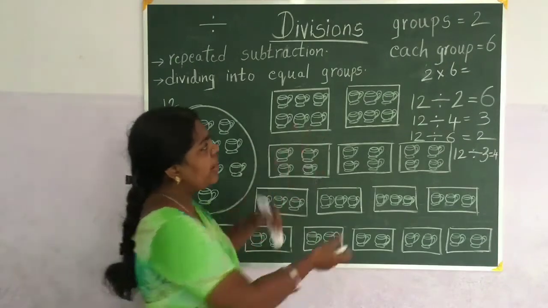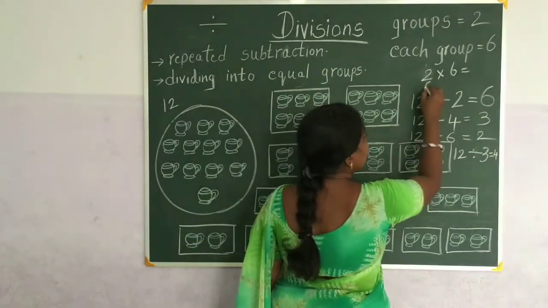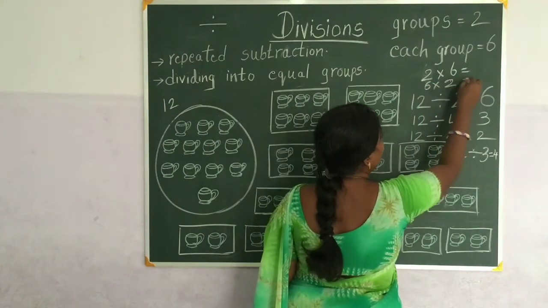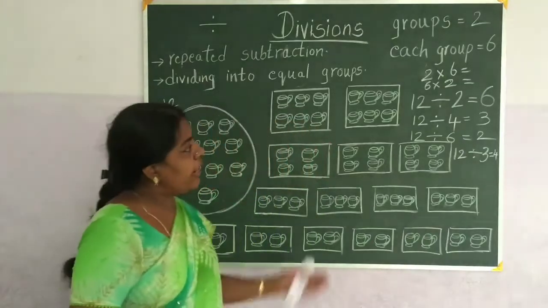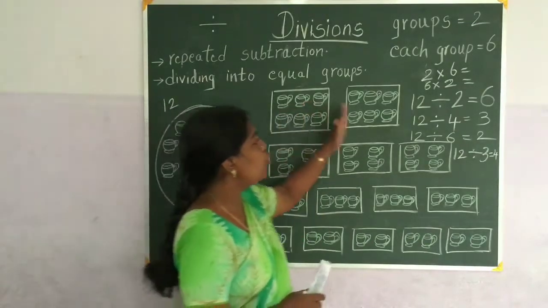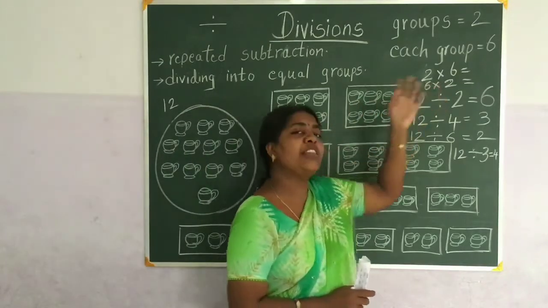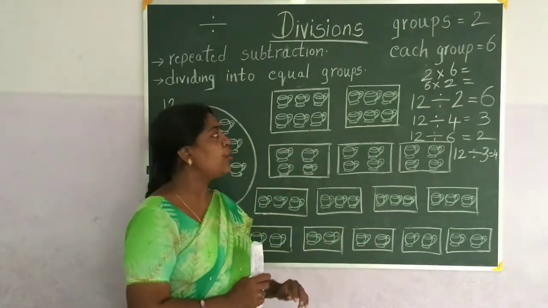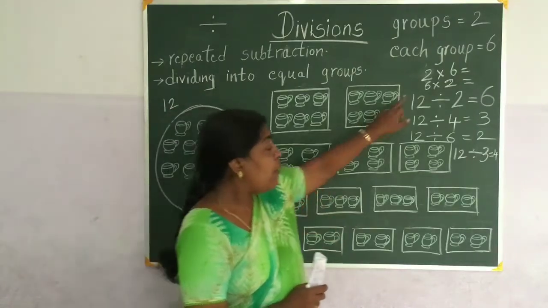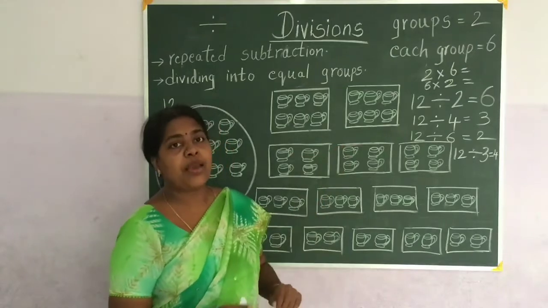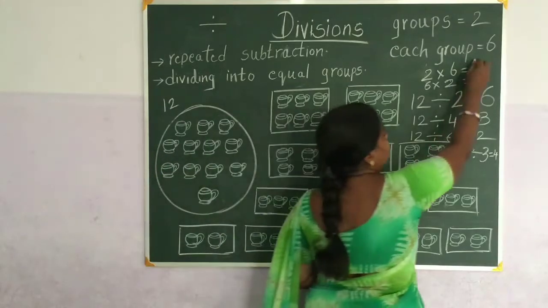Or you can write like this also, no problem. 6 in each group, 2 groups are there. You can tell in 2 ways. 2 groups, in each group 6, or 6 in each group, like the 2 groups. In any way you can write, no problem. So, what is the answer here? 2 times 6 or 6 times 2 or 12.